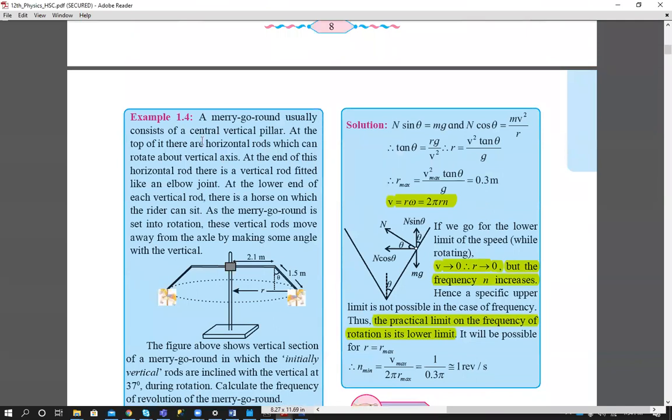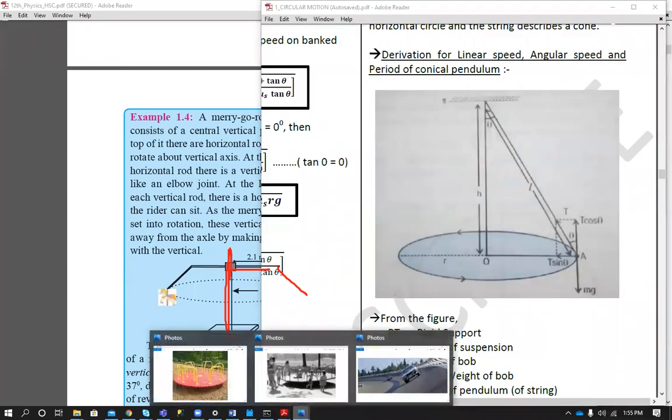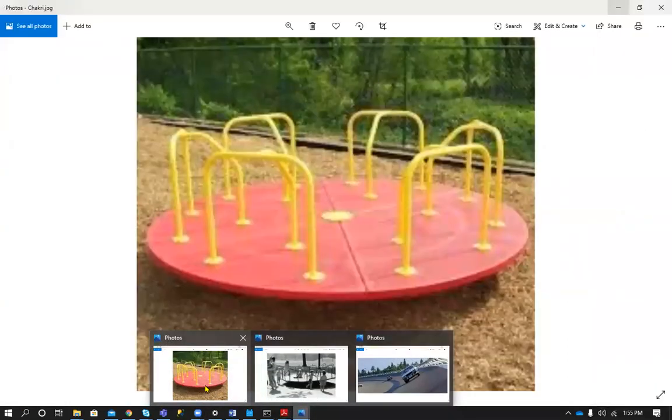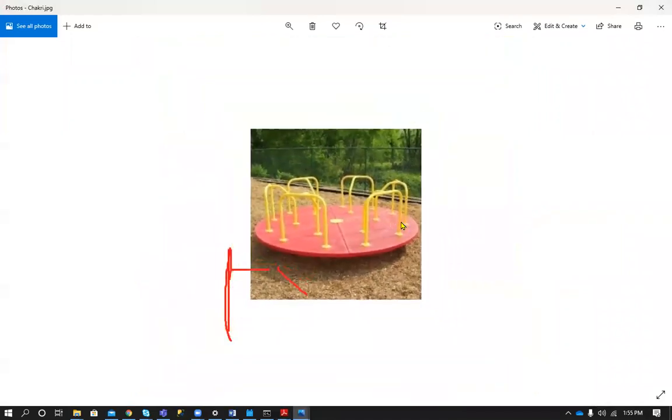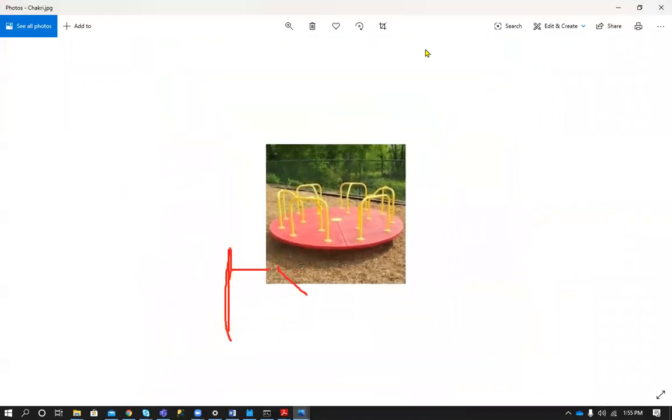So a merry-go-round usually consists of a central vertical pillar. See, this is your central vertical pillar. It has a hand of 2.1 meter, and this is your 1.5 meter. And let me show you what a merry-go-round is by diagram. I have shown you in the previous. Let me show you. So this is what we call chakri in Hindi.